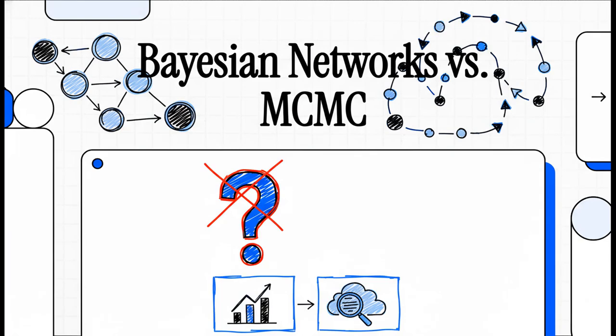I see this question pop up all the time in forums, in comments. Should I use a Bayesian network or should I use MCMC for my project? And look, it sounds like a totally fair question, but it's actually based on a fundamental misunderstanding. So let's clear this up once and for all.